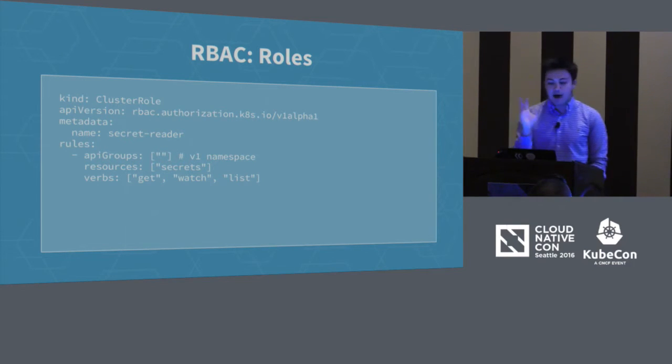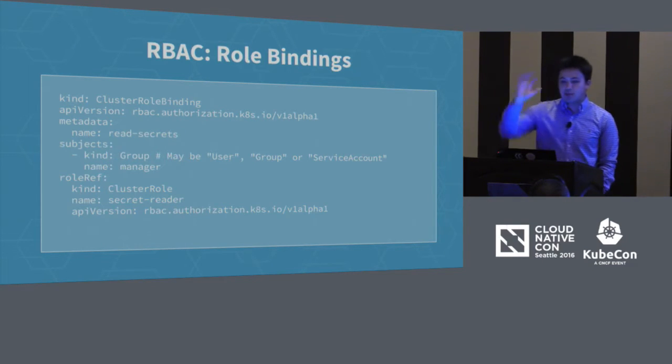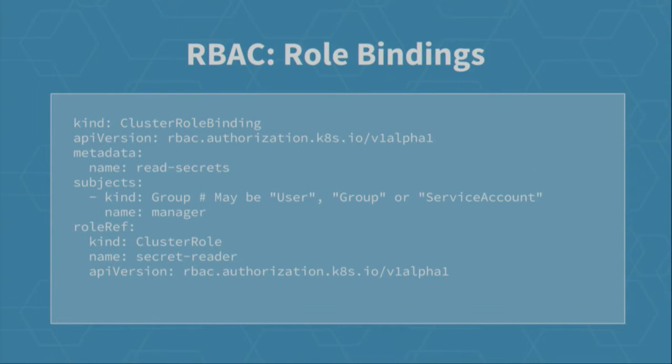OK, I have my role in my cluster, and now I need to bind a user to it, right? So this is a role binding. It's a little more complicated. But all it says is that I have some role ref. In this case, I'm referring to my secret reader. And this is an alpha API group, so I think this might have changed. So you should go look up whatever the current documentation is and not trust me.